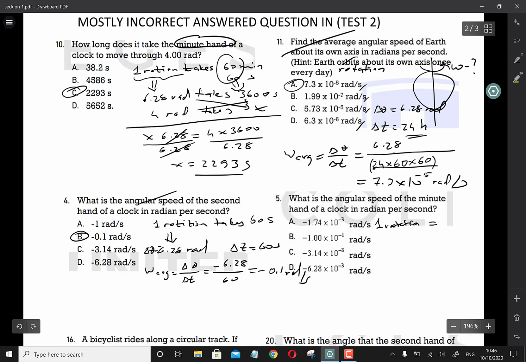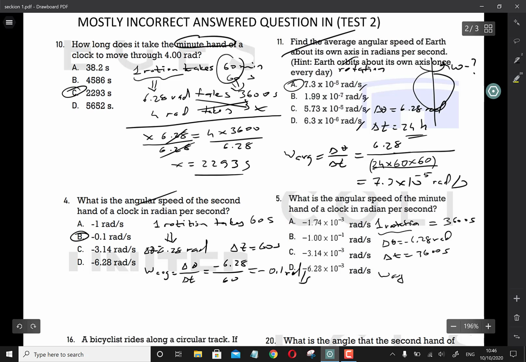one rotation takes 60 minutes, but 60 minutes is equal to 3,600 seconds. We will multiply 60 by 60 to get the time for one rotation of the minute hand. And for one rotation, again, angular displacement is negative 6.28 radian. Delta t is 3600 seconds for the minute hand.